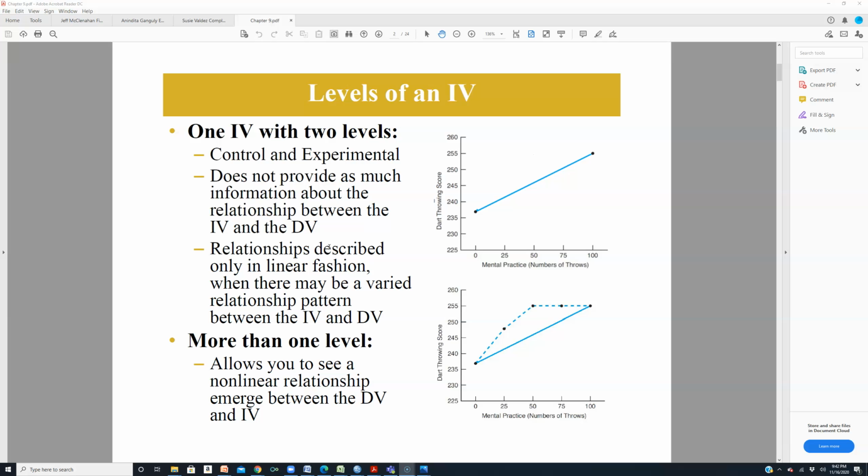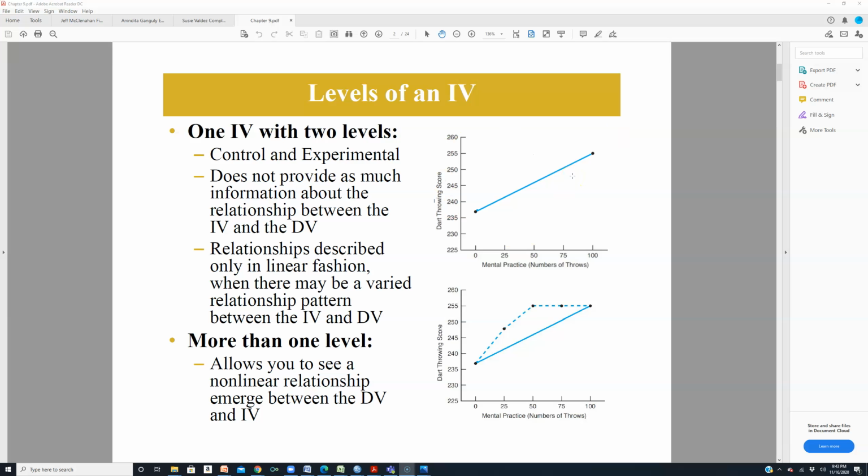So, when we talk about an experiment with only one IV and only 2 levels, you should know, although it's conceptually easy to understand and we think of it as a fairly common type of design, it actually doesn't give us as much information as is usually occurring in the real world. It only looks at linear relationships. It doesn't look like a changing trajectory.